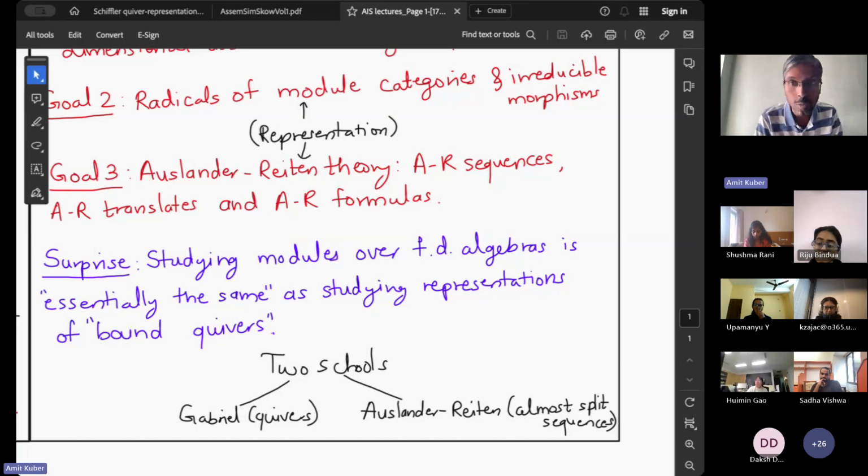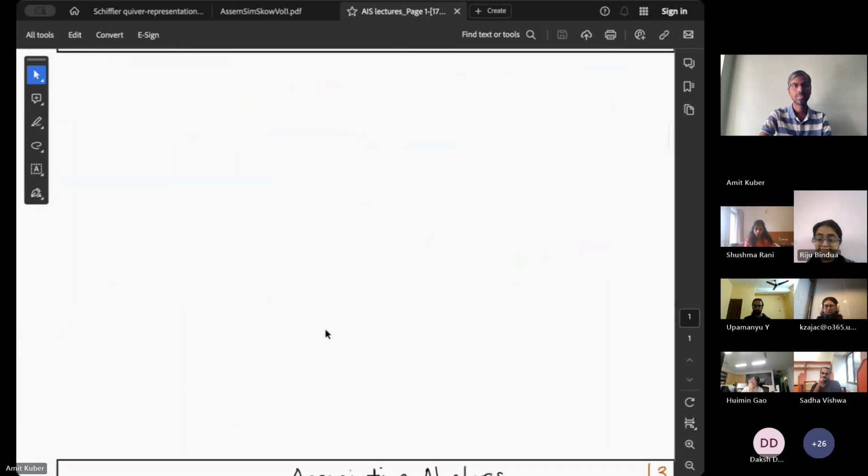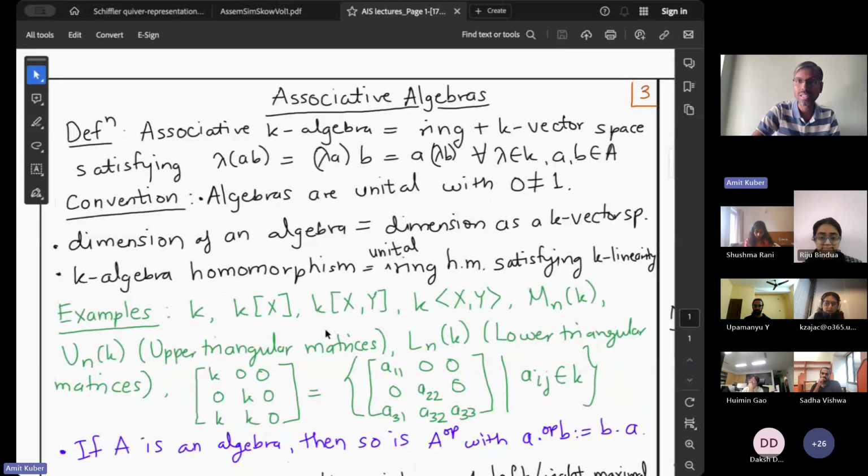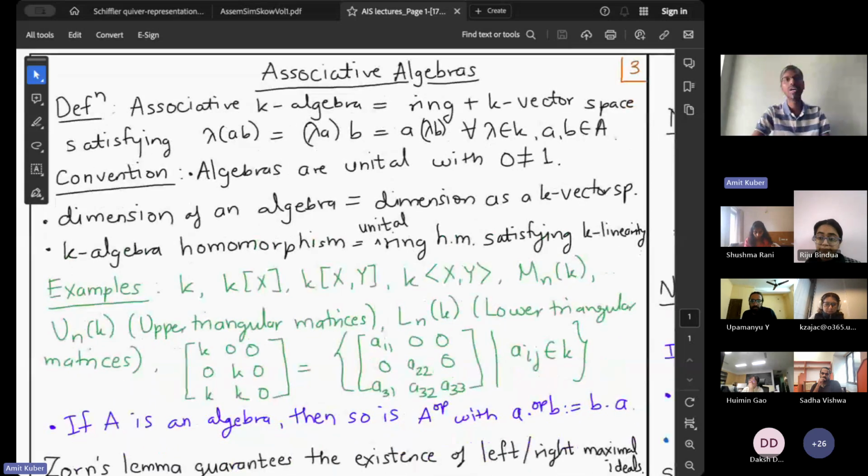Any questions so far? Okay, I will be using the words representations and modules interchangeably. Let's go to the third page then. I will talk about examples as we go along.